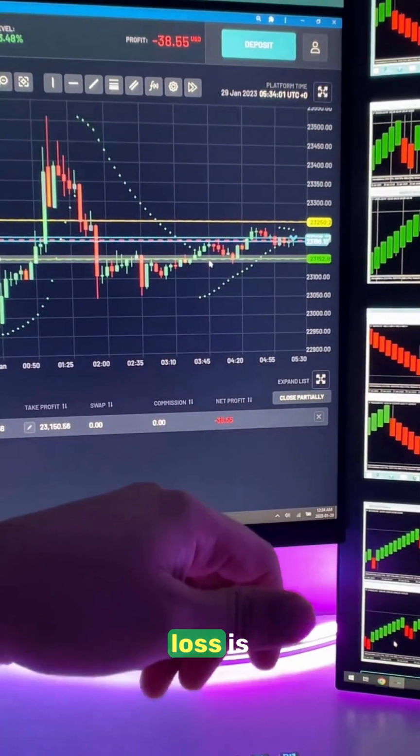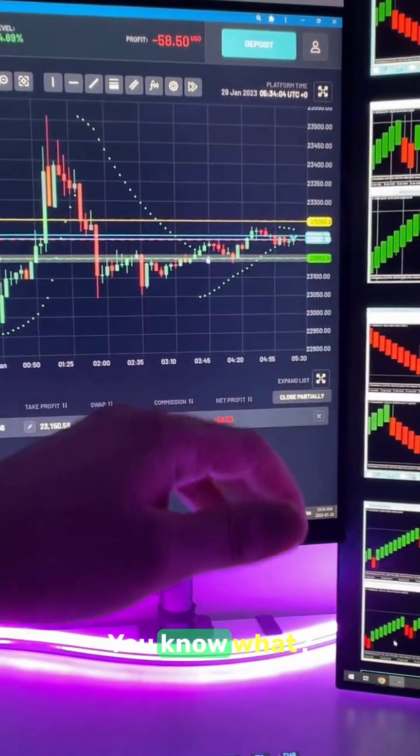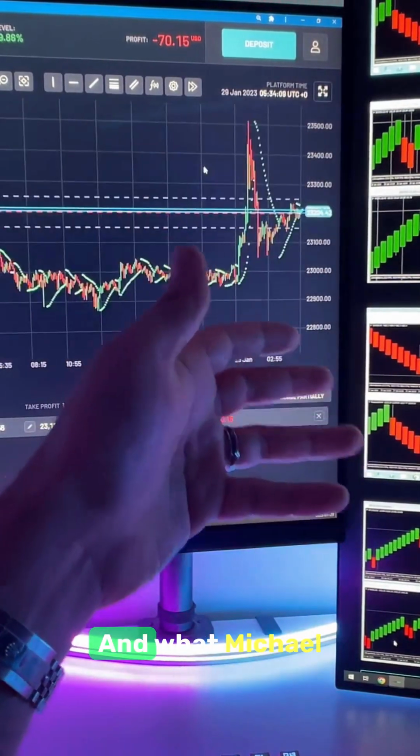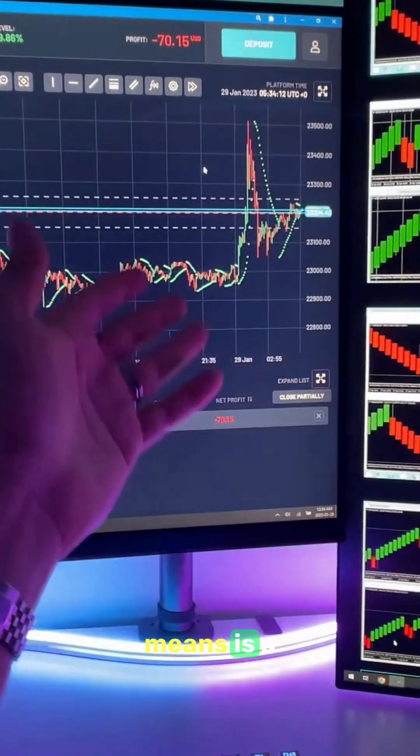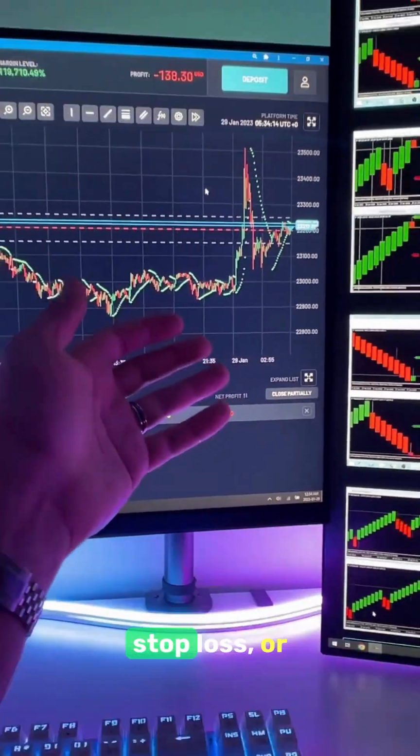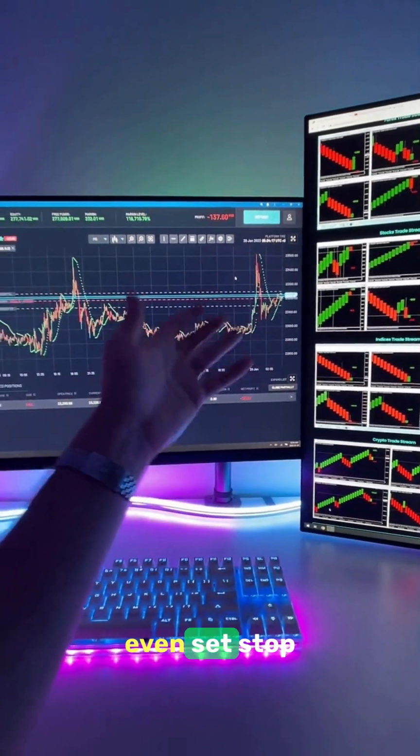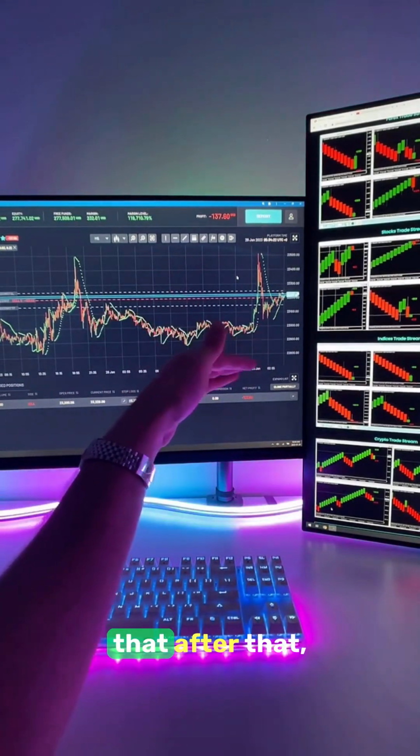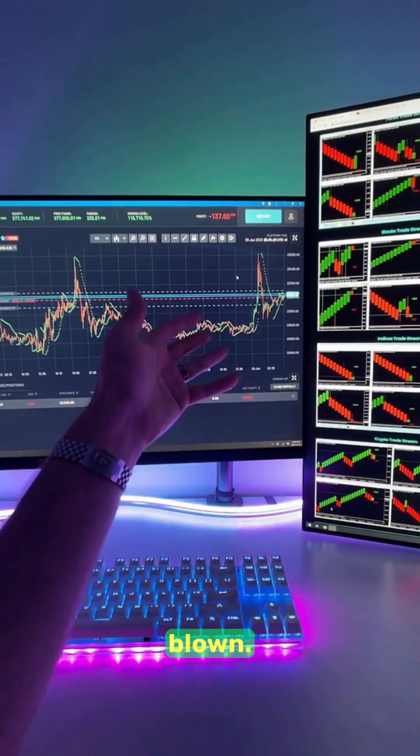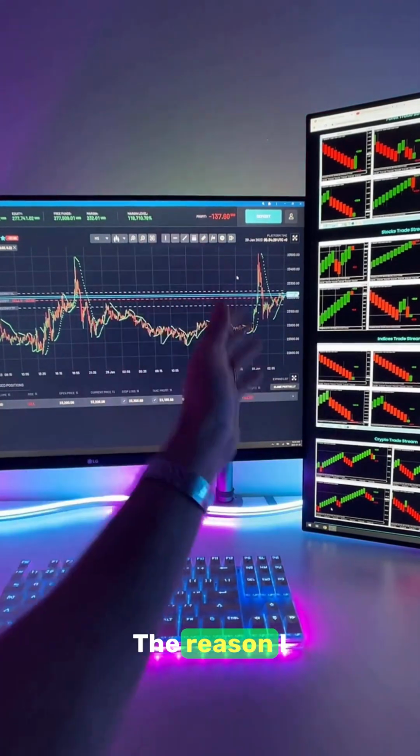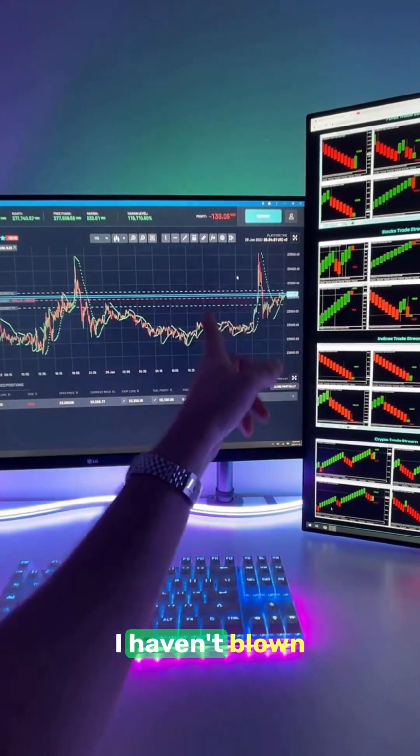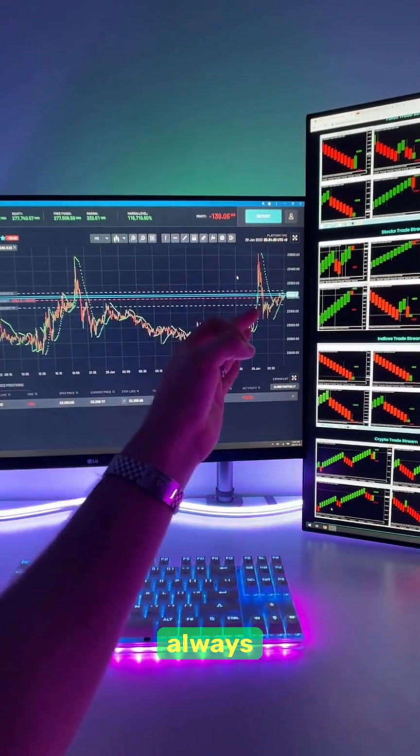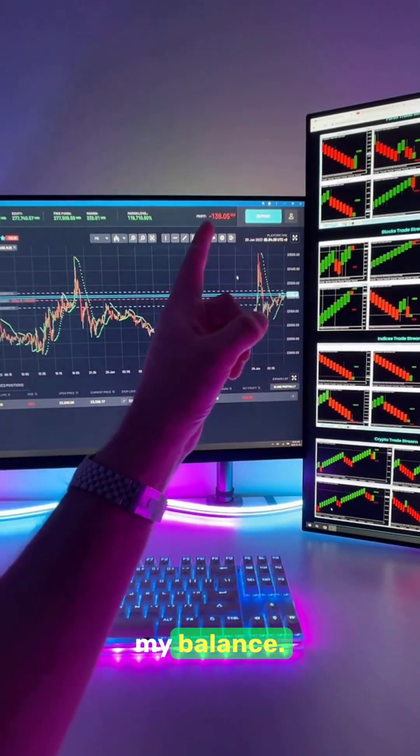Michael Esteban is saying my stop loss is liquidation price. Oh my God. You know what? Here's the thing. I know you might be joking, but there's a lot of people that actually trade like that. And what Michael means is a lot of people, they set their stop loss, or technically they don't even set stop loss, and they just leave it at their liquidation price, which means that after that, their account is pretty much blown. So here's the thing. The reason I never do that is because I don't want to blow accounts. I haven't blown an account in a very, very long time. And why is that? The reason is because I'm always only risking less than 1% of my balance, okay?